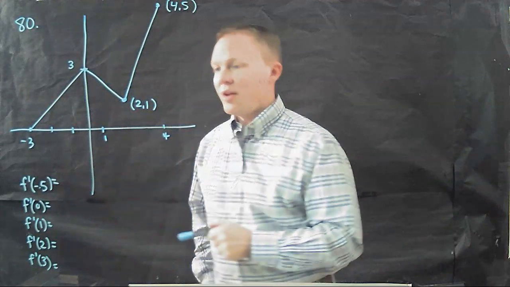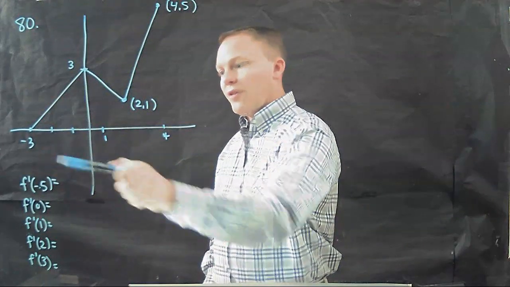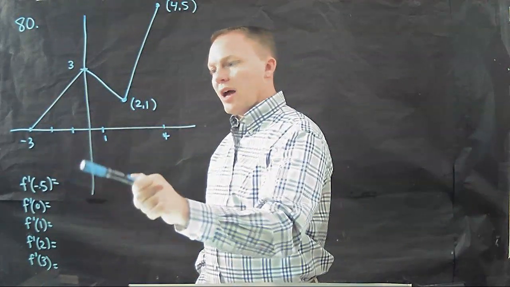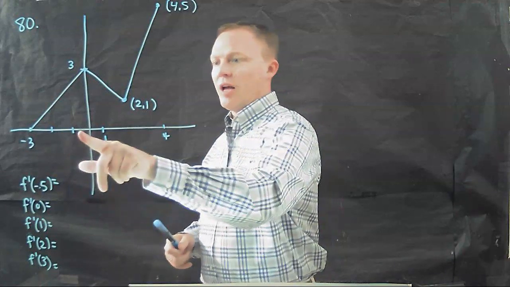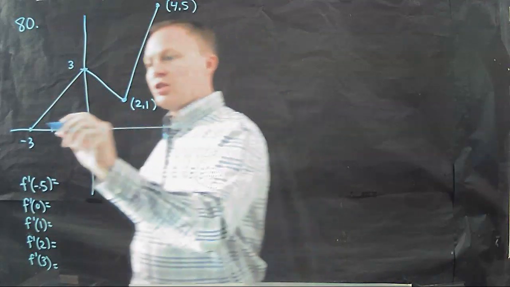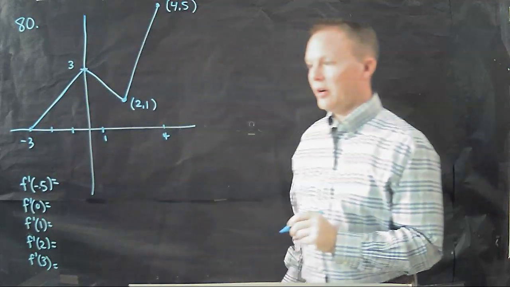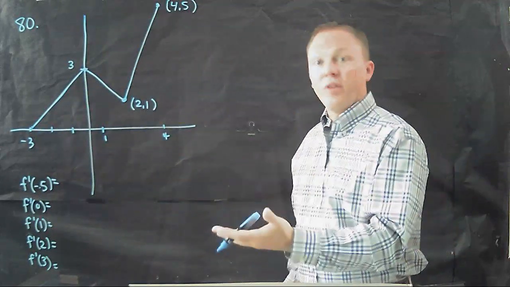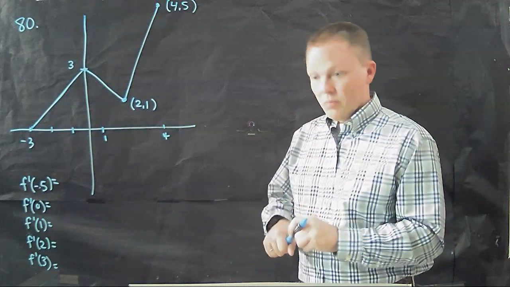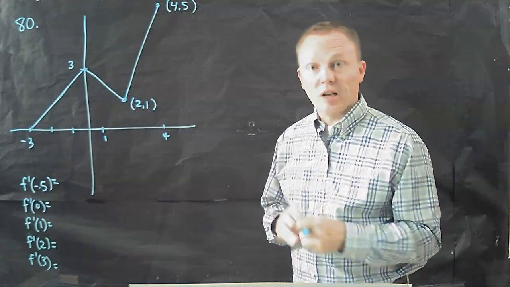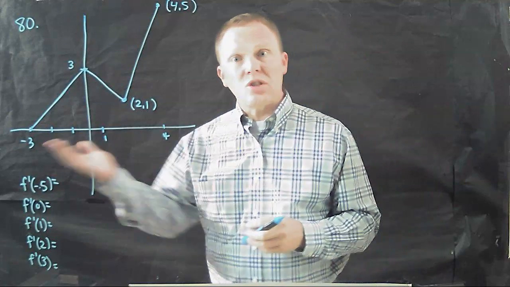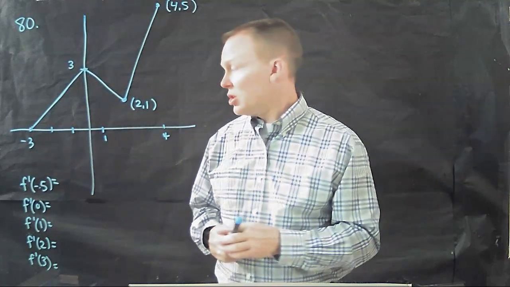It says f prime of -1/2. So if I'm looking at this graph here, what's the derivative at -1/2? So -1/2 is here. Well, this function is just linear between there and there. And the derivative of a linear function, if you haven't made this connection yet, is just the slope of that linear function.